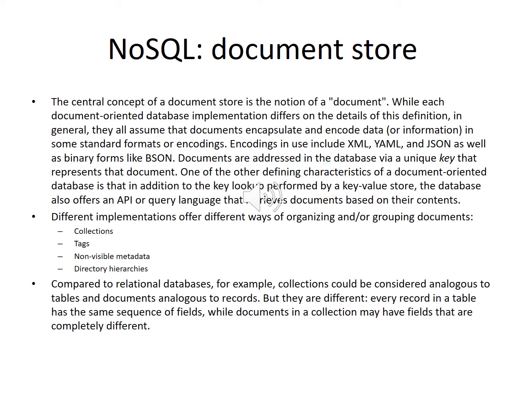So if we try to compare this type of NoSQL database to a relational database, the concept of collections in a NoSQL database will be considered analogous to tables, and the documents would be considered analogous to records in relational databases. But it's a rough comparison because they're actually different. Every record in a table has the same sequence of fields, while documents in a collection, as I mentioned, may have fields that are completely different.